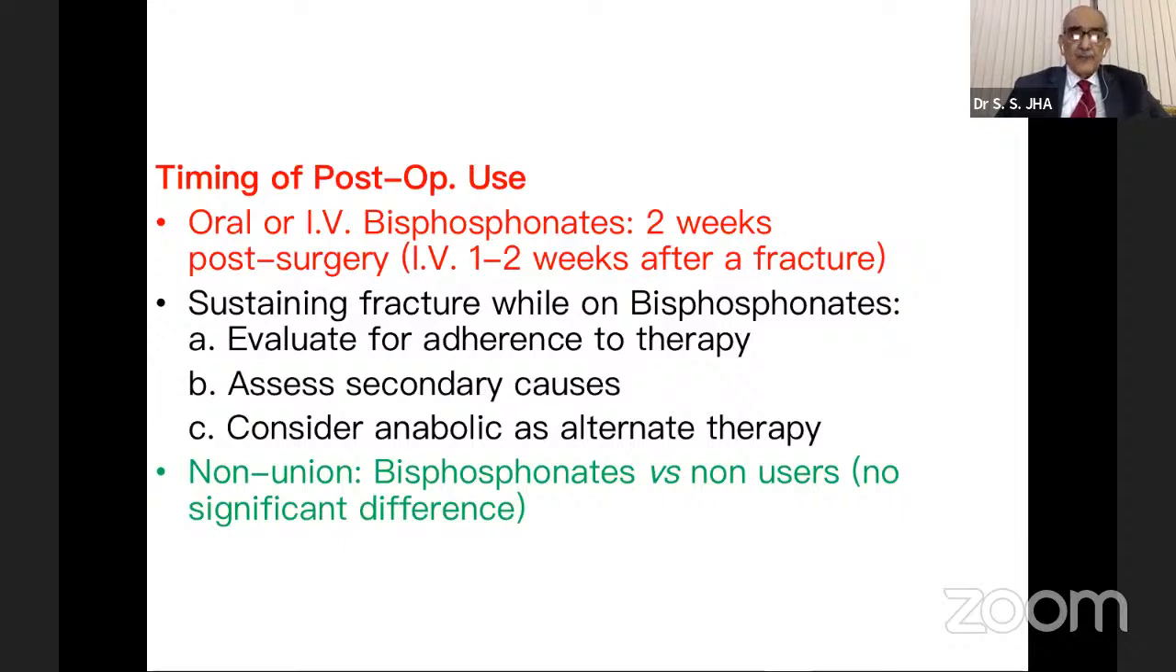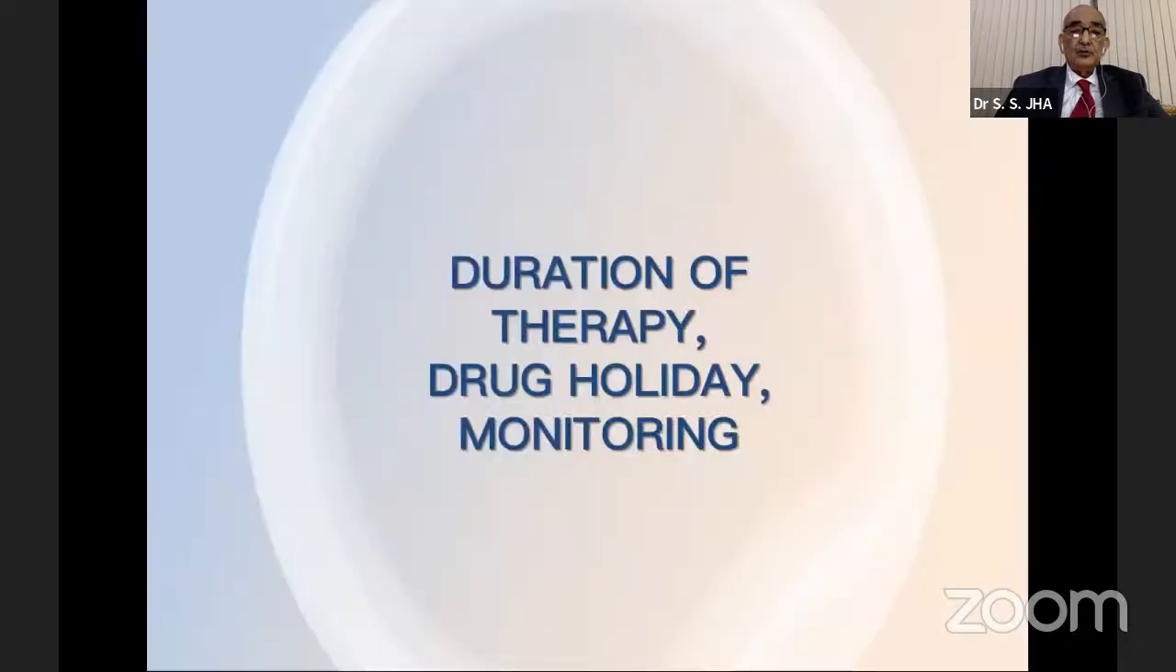Now, in a post-operative patient, if you have to use it, the oral can be used safely after 2 weeks when the wound has healed. And IV can be used maybe a little earlier, but 2 weeks again is a better choice. If a patient sustains a fracture while still on bisphosphonate, evaluate for adherence to therapy, assess the secondary causes, and consider anabolic agents as an alternative therapy. Well, in cases of non-union, with bisphosphonate and without bisphosphonate, there has not been a very significant difference as far as union is concerned.